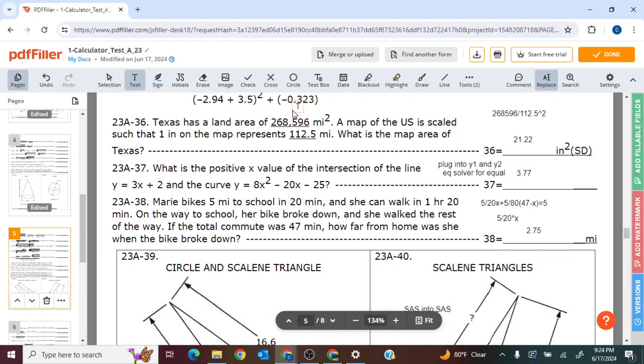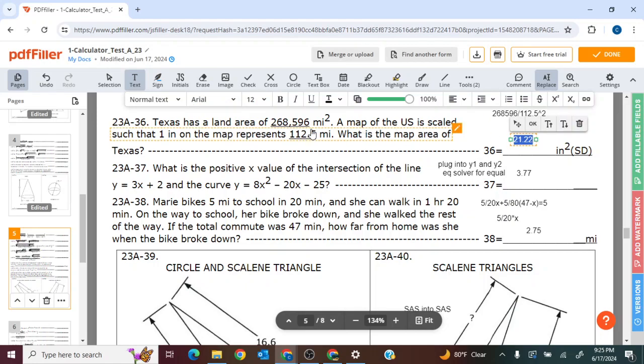Okay, Texas has a land area of that much. A map of the U.S. is scaled so that 1 inch is representing that many miles. What is the map area of Texas? So what you've got to figure out is how many actual miles are in 1 square inch of the map. So that value is 112.5 squared. And once you have that, you do your land area, divide it by that, and you get the amount of inches on the map.